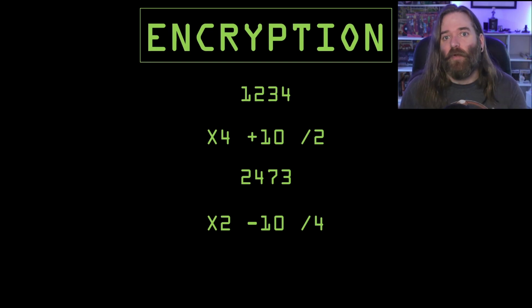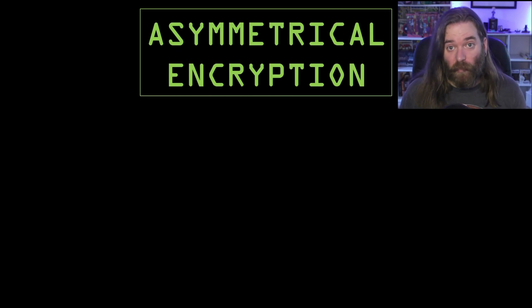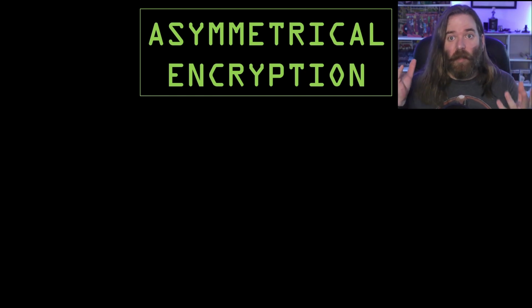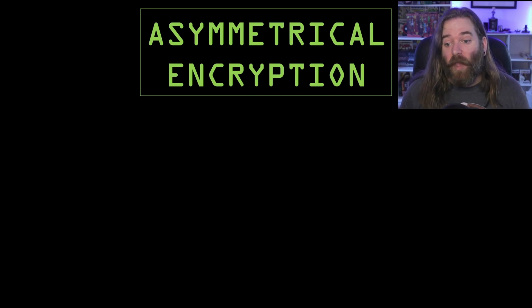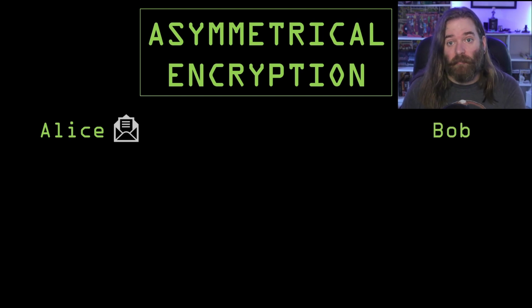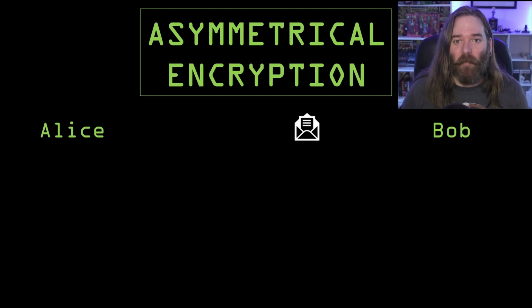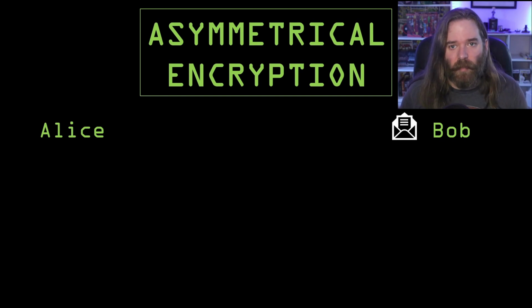So how can we go making encryption more secure? Well, we can do that by using something called asymmetrical encryption, which, as the name may hint at, the encryption and decryption are done in two different ways. So, in our scenario here, we have Alice and we have Bob. And Alice wants to send Bob an email. So she writes her email and she sends it over to Bob. Not a problem at all. Everyone does that every day of the week.